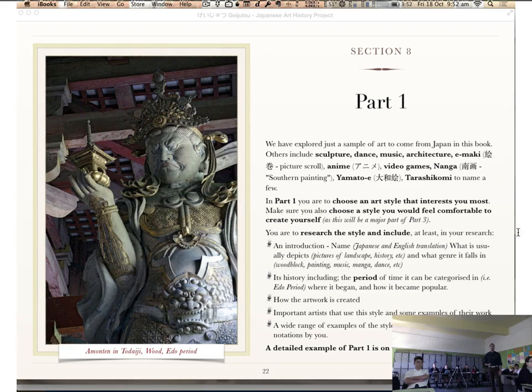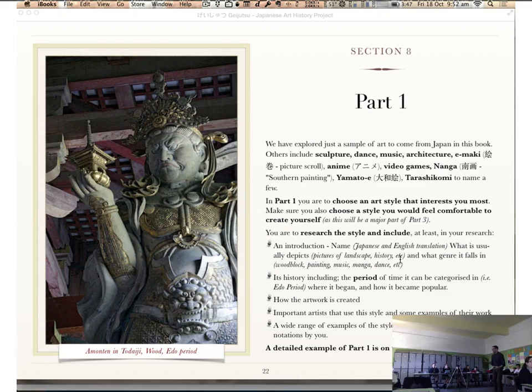So, in part one, you're going to choose an art style from Japan, and if you have any questions at all, make sure you see me first. If you're a little bit unsure, if you feel this art style is a traditional kind of Japanese art style, please see me first. I don't want you spending a lot of time and you end up going, oh, it was not the right choice. So make sure you see me if you have any questions, but I think you'll get this.